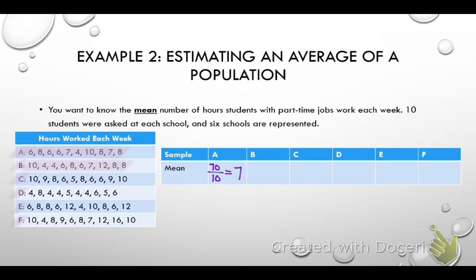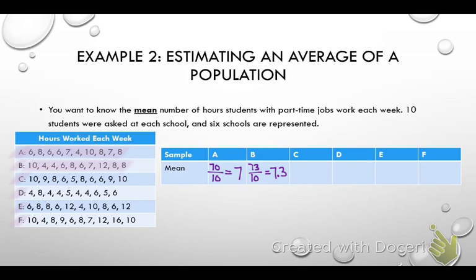All right, go ahead and do that. What was your total for B? Okay, but what was the total? 73? Divided by 10, which is 7.3? Yes. Okay, go ahead and do C, D, E, and F.